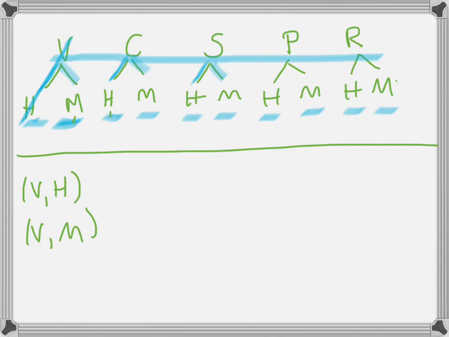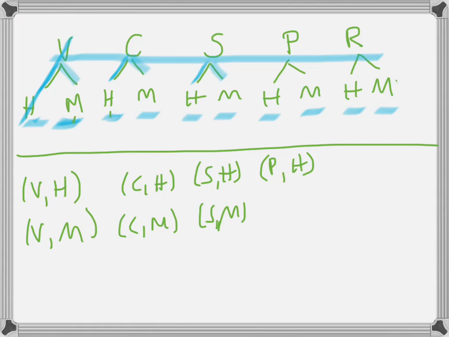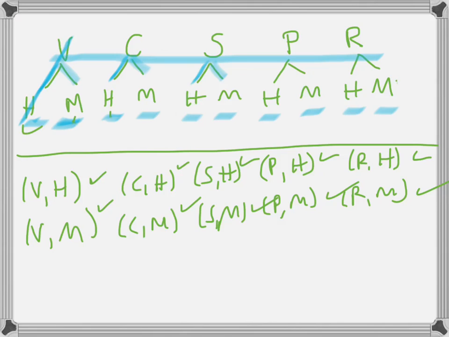And I actually like listing with ordered pairs a little bit better than I do with the tree diagram. So I'd have vanilla hot fudge, vanilla marshmallow. Then I could say chocolate hot fudge and chocolate marshmallow. Strawberry hot fudge. Strawberry marshmallow. Peach hot fudge and peach marshmallow, and finally raspberry hot fudge and raspberry marshmallow. Okay, so I have, again, 1, 2, 3, 4, 5, 6, 7, 8, 9, 10. Same with this one, 1, 2, 3, 4, 5, 6, 7, 8, 9, 10.